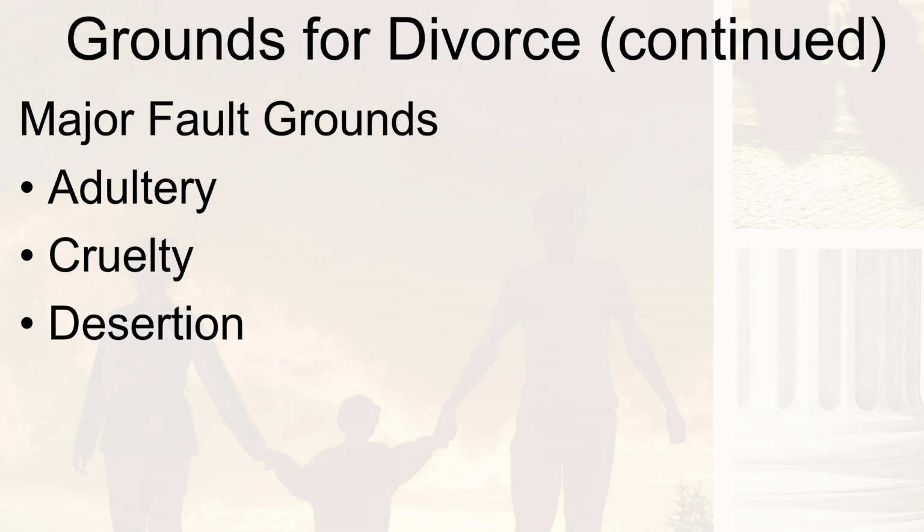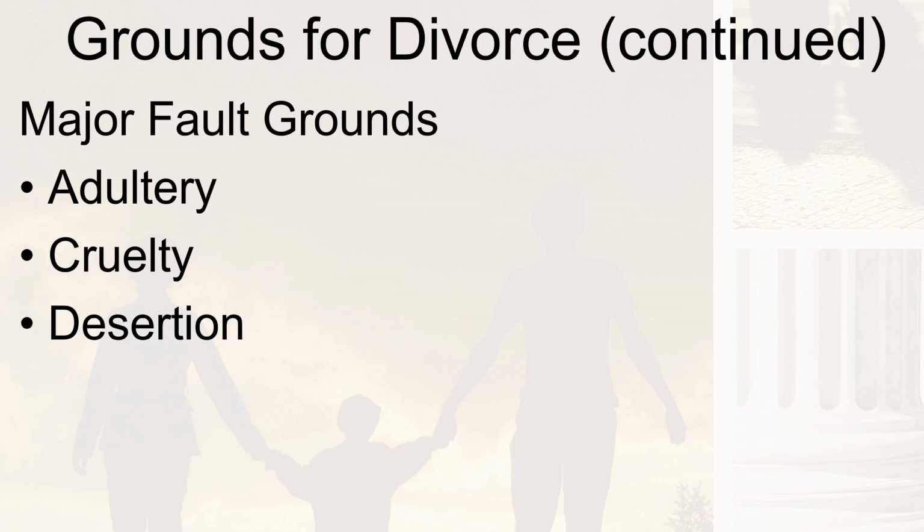Now, most states offer a no-fault divorce, but it's important to understand the major fault grounds for states that do implement fault. The three major fault grounds are adultery, cruelty, and desertion. So, adultery is voluntary sexual intercourse between a married person and someone to whom he or she is not married.